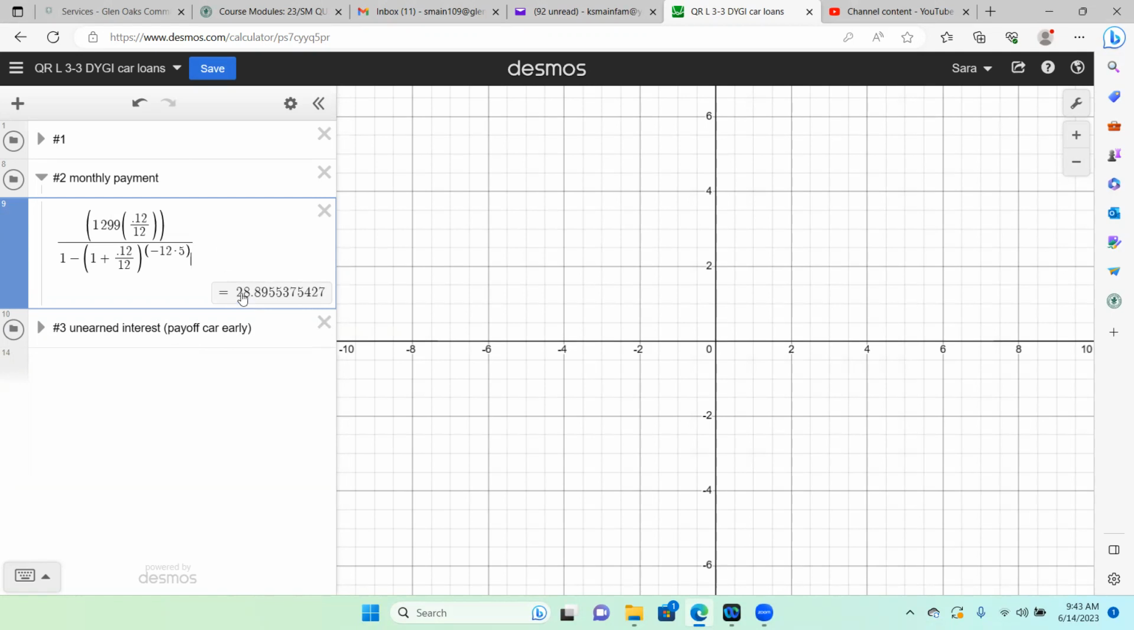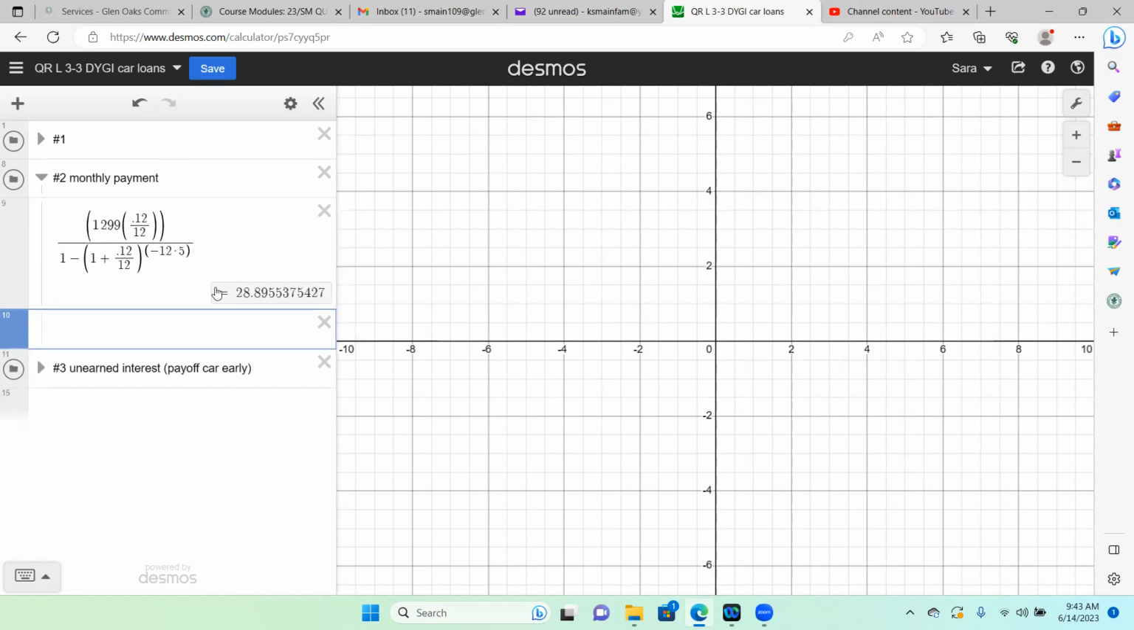Then without going back to the paper, it says the total installment price is part C. So the total installment price is our monthly payment times the number of payments that we're going to make, which is 12 monthly payments times 5 years. So total is 60. You could always type 60. So that's our total installment price, $1,734 plus the $200 that we paid as a down payment. So the total installment price is $1,934.